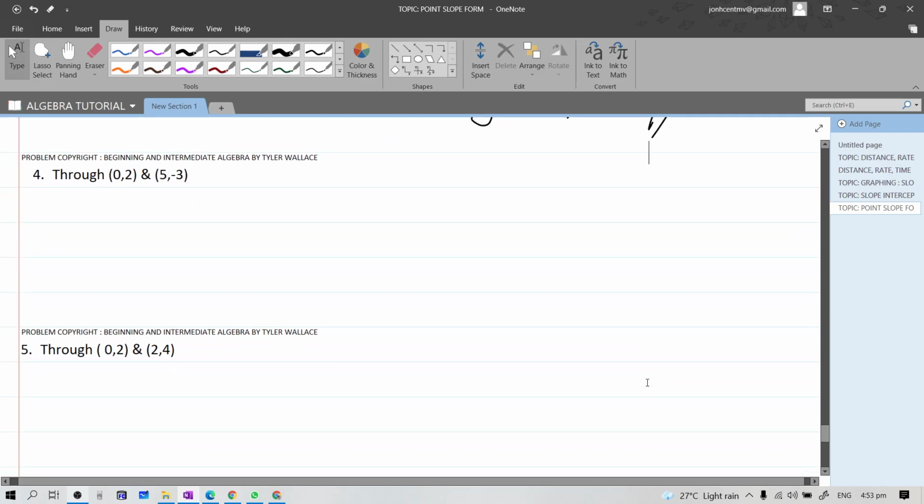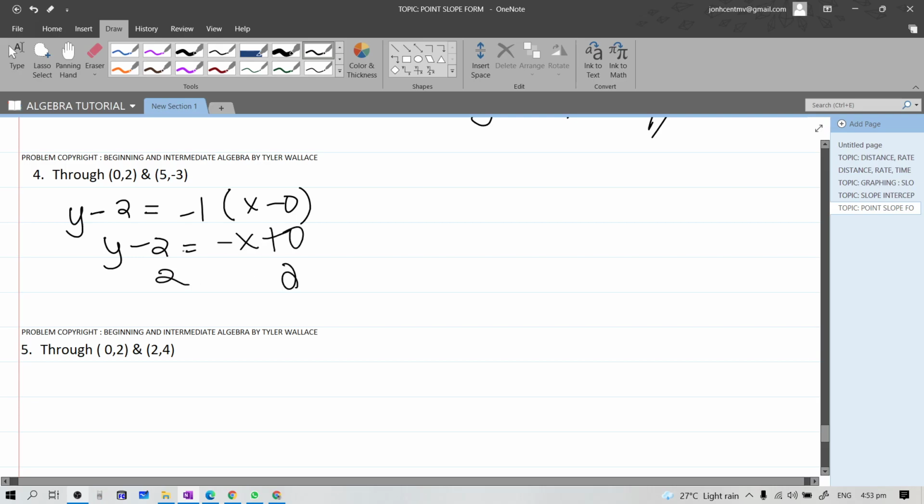Next, we have (0, 2) and (5, negative 3). We have y minus 2 is equals to negative 1 times x minus 0. Okay? I am going directly. So, we have y minus 2 is equals to negative x plus 0. Then add 2. And we will have y is equals to negative x plus 2.